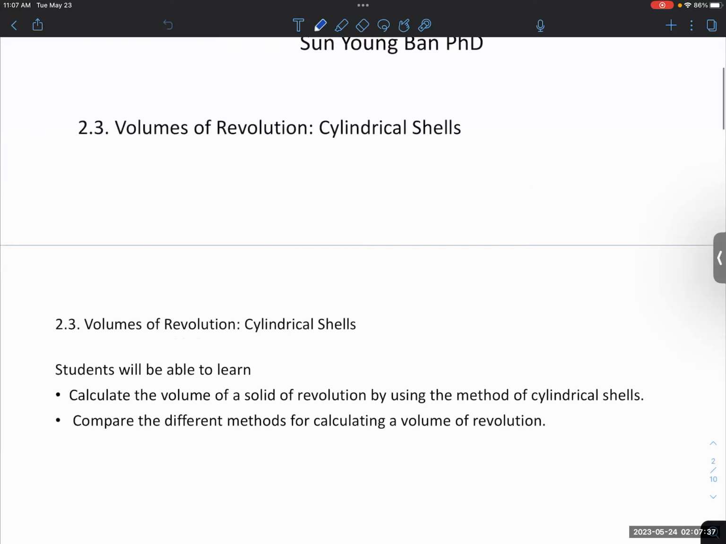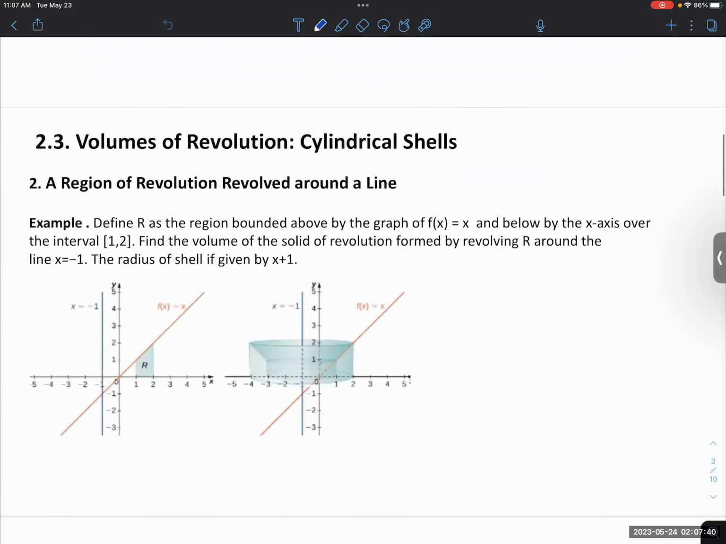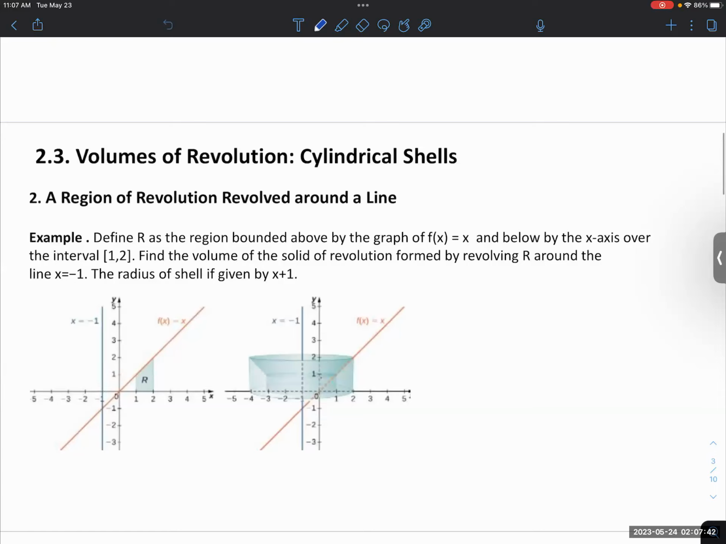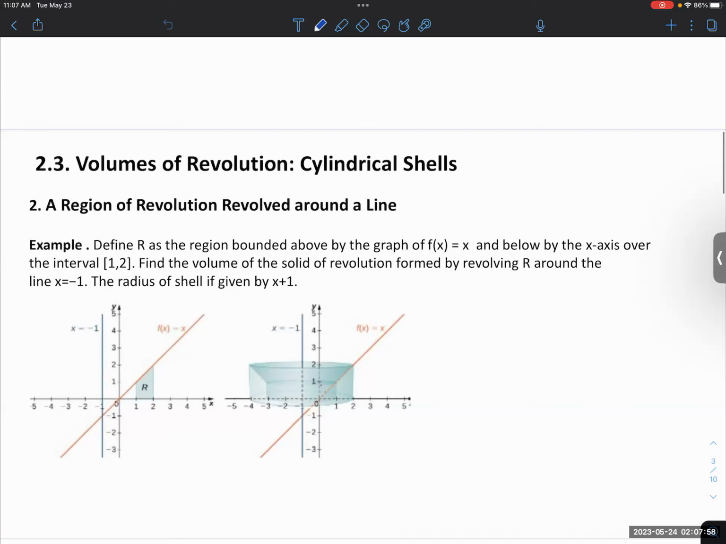Each method has a different characteristic to measure the volume. One of the characteristics of the cylindrical shell method is that you have an infinite number of cylinders, and you add all the cylinders up to find the volume of the solid shape. So let's write down the formula of the cylindrical shell method. That is V equals 2 pi, integral from a to b, of r times h.